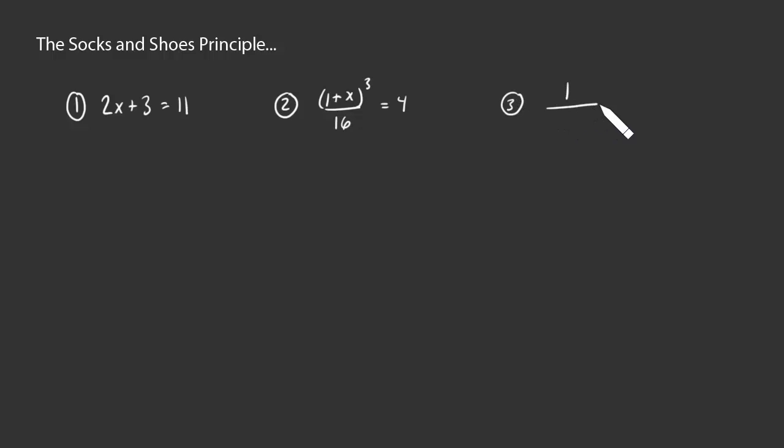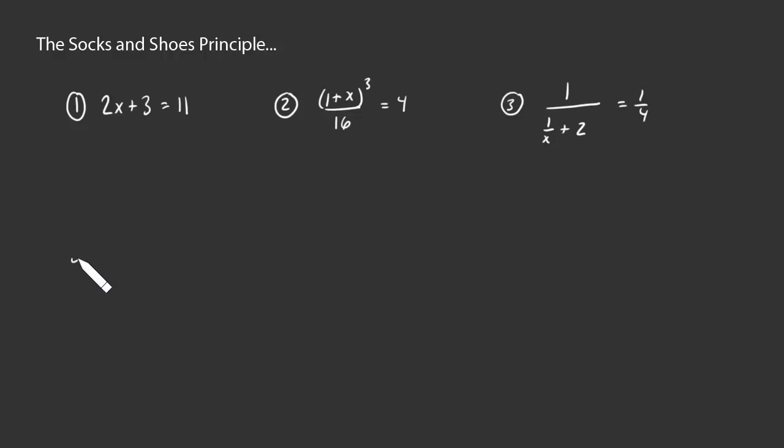Okay, let's take a look at a few examples of using the socks and shoes principle to solve equations where the unknown occurs only once. For example, an equation like 2x plus 3 equals 11, or, let me write a couple of these up here at once, 1 plus x cubed over 16 equals 4, or maybe a third example here, 1 over x plus 2 equals 1/4.